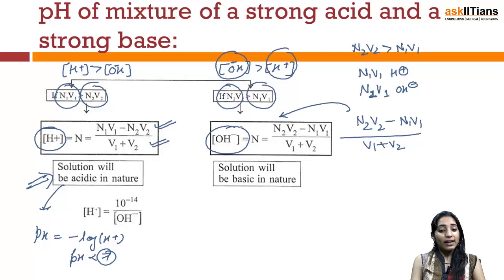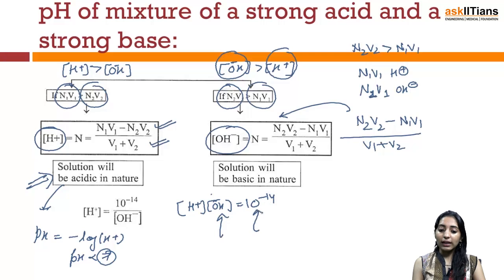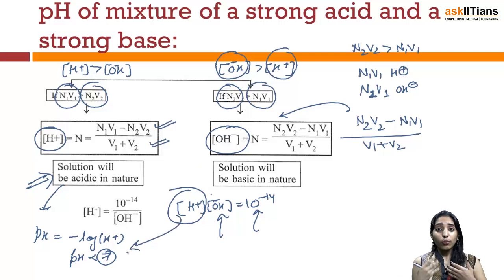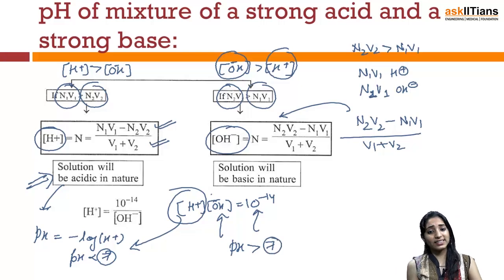the solution. If this is the concentration, I can use the formula H positive into OH minus gives the value as 10 to the power minus 14. You put the value here, you know this value, so I can easily calculate the concentration of H positive. Now knowing the concentration of H positive, I can calculate what will be the pH of the solution. And since such a solution has more amount of OH minus as compared to the H positive, I can say that the solution will be basic and hence the pH value will be greater than 7.